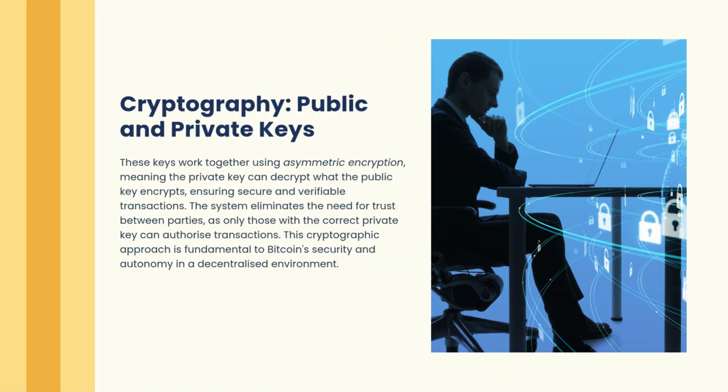These keys work together using asymmetric encryption, meaning the private key can decrypt what the public key encrypts, ensuring secure and verifiable transactions. The system eliminates the need for trust between parties, as only those with the correct private key can authorize transactions. This cryptographic approach is fundamental to Bitcoin's security and autonomy in a decentralized environment.